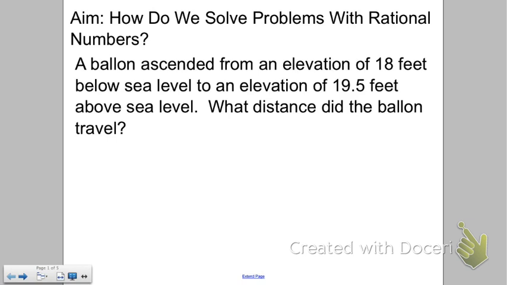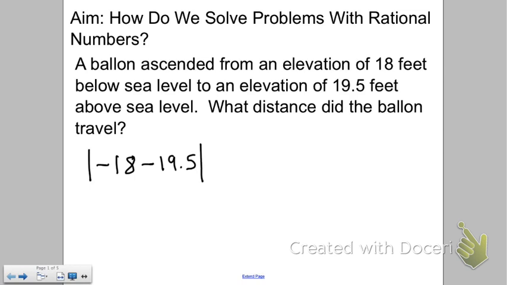When we're finding distance between 2 points, we're going to find the absolute value of their difference. So 18 feet below sea level is negative 18 feet. And then the difference to a positive 19.5. And we're going to find the absolute value of this difference.